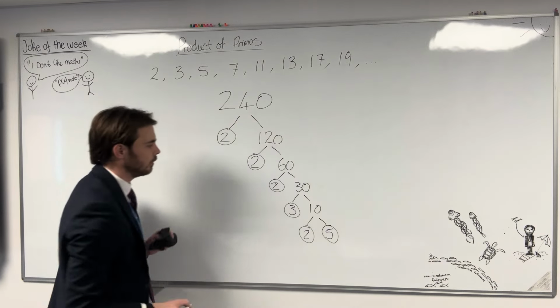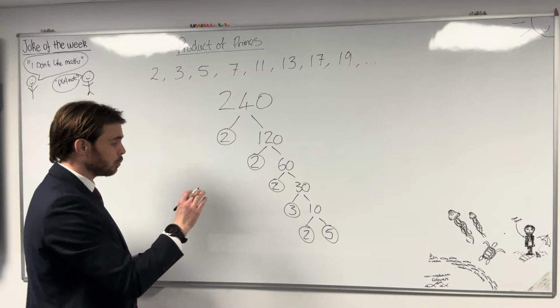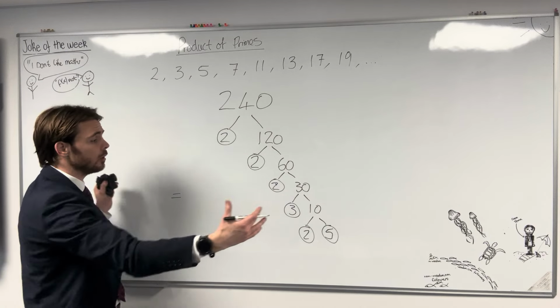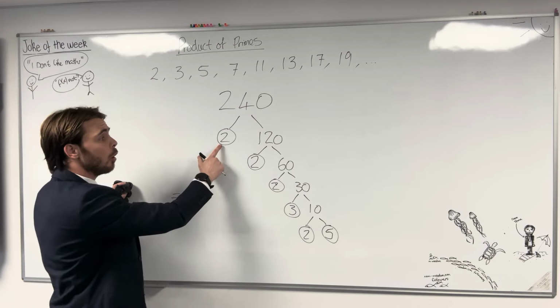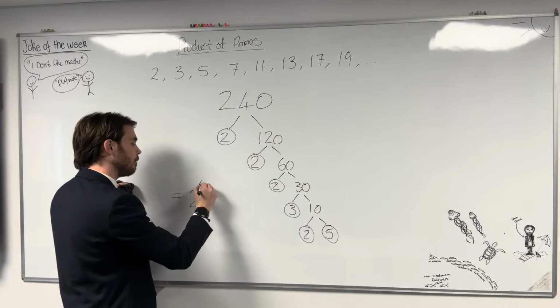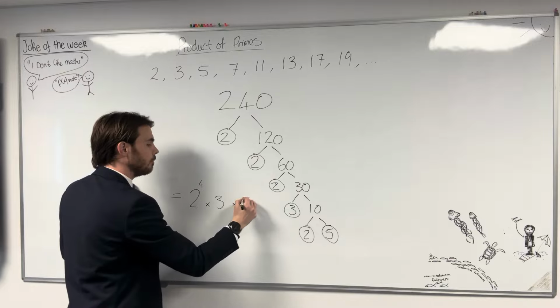Right, a lot of numbers there, a lot of prime numbers there. So for this one in particular, you probably want to write the index form. That way you're not writing a massive long mathematical sentence. So we've got 1, 2, 3, 4 2s. So that is 2 to the power of 4, multiplied by 3, multiplied by 5.